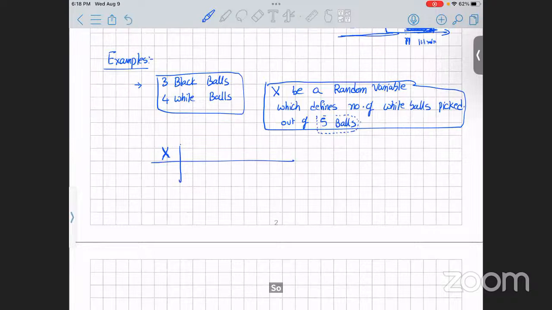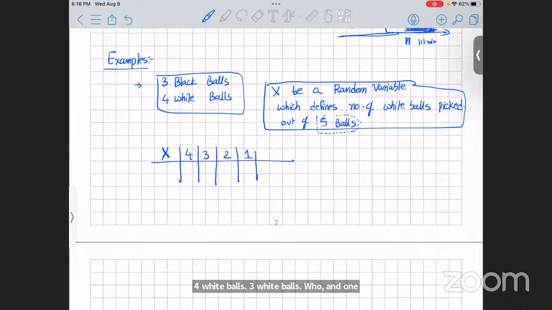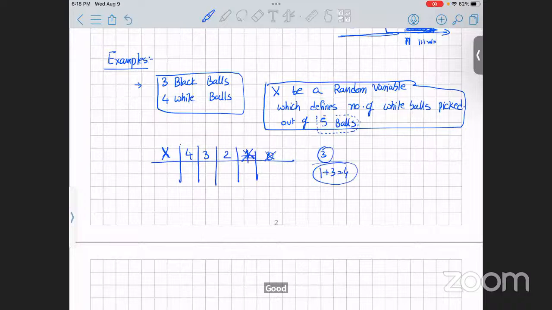4 white balls, 3 white balls, 2 white balls, and 1 white ball. Agree? It can't take 0 because 0 plus 3 is only 3. It can't take 1 also, and 1 plus 3 equal to 4, 5 is not satisfying. It can't take 1 and 0. Okay, clear?